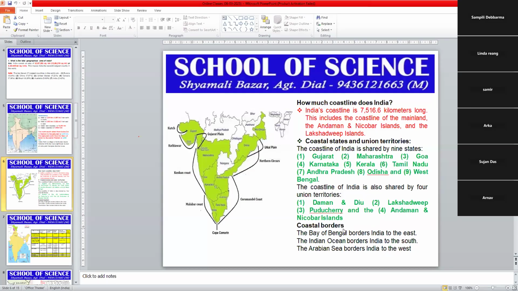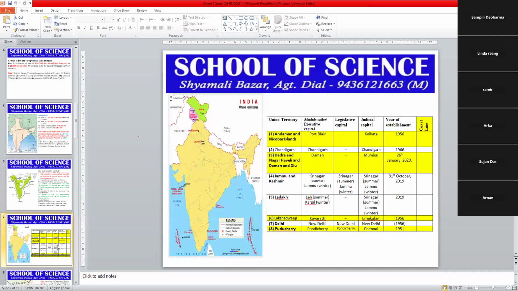Okay, coastal borders. The Bay of Bengal borders India to the east. The Indian Ocean borders India to the south, and the Arabian Sea borders India to the west. So in the east we have the Bay of Bengal, in the south we have the Indian Ocean, and in the west we have the Arabian Sea. Now, this is very, very remarkable. All of you should know about them.